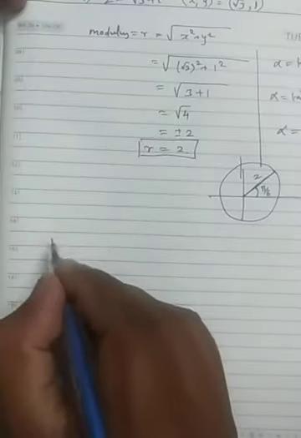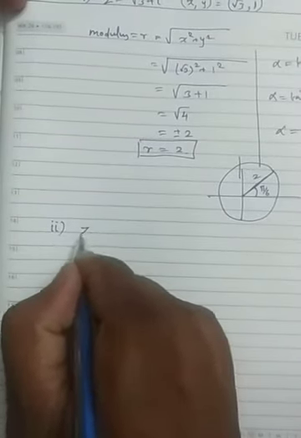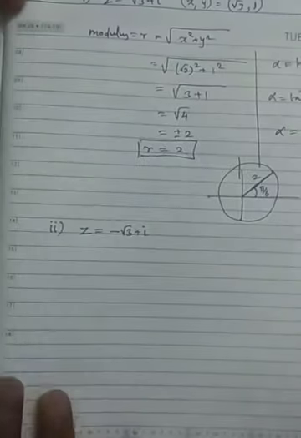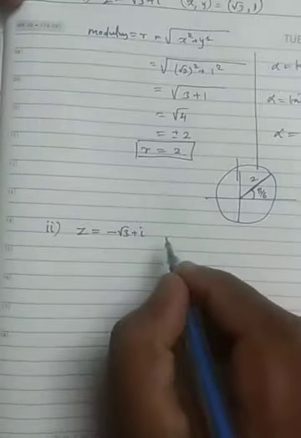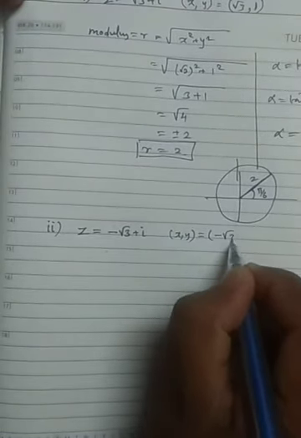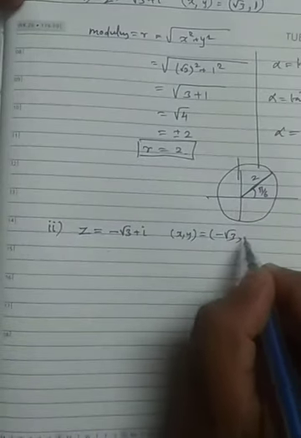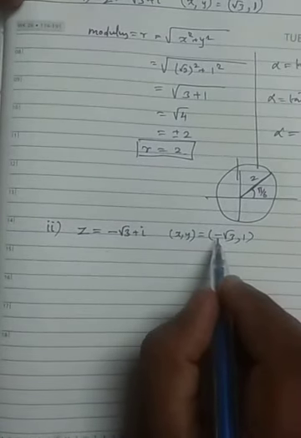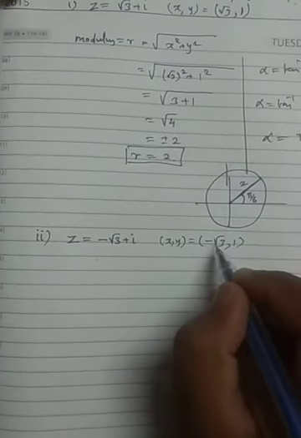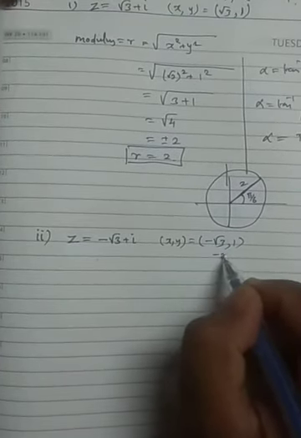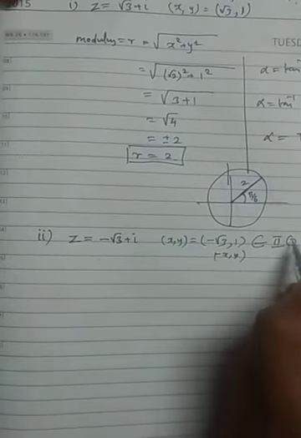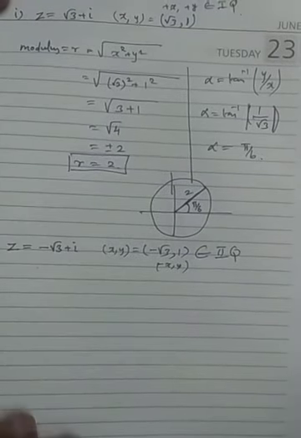Okay, now we will go to the second one. What's the second one? Same, z equals minus root 3 plus i. Again you can see the x comma y value. The x value is minus root 3, and the y value is 1, so comma plus 1. So again here it is minus x, plus y. Which quadrant does it belong to? X is negative, y is positive, minus x plus y, so it belongs to the second quadrant.